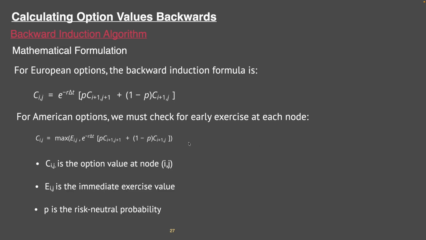And what is p? p is the risk neutral probability, because in risk neutral probability we are using the small r, which is the risk free interest rate, to calculate the probability value p. How do we calculate p? p we calculate as e to the power of r delta t minus d, divided by u minus d. That is the formula.